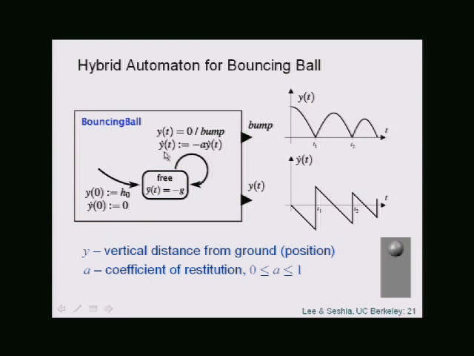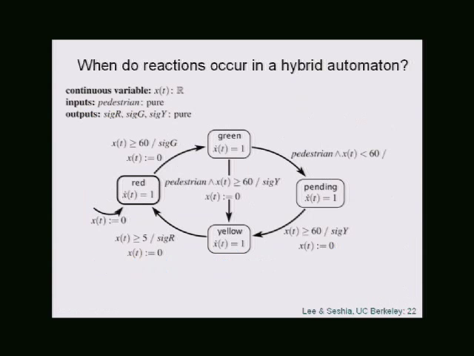So one more thing. We talked about, for a finite state machine, when the reactions happen. They happen either time triggered or event triggered and things like that. Now in a hybrid automaton, when do reactions happen? A reaction is a change of state. So when does the reaction happen in a hybrid automaton?